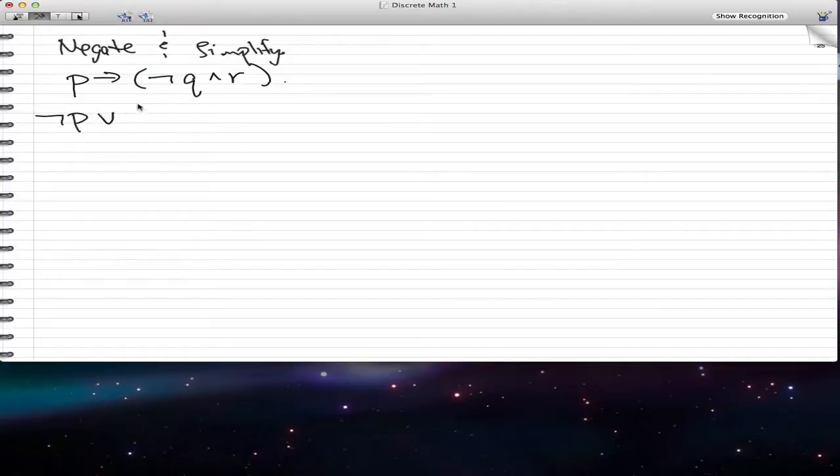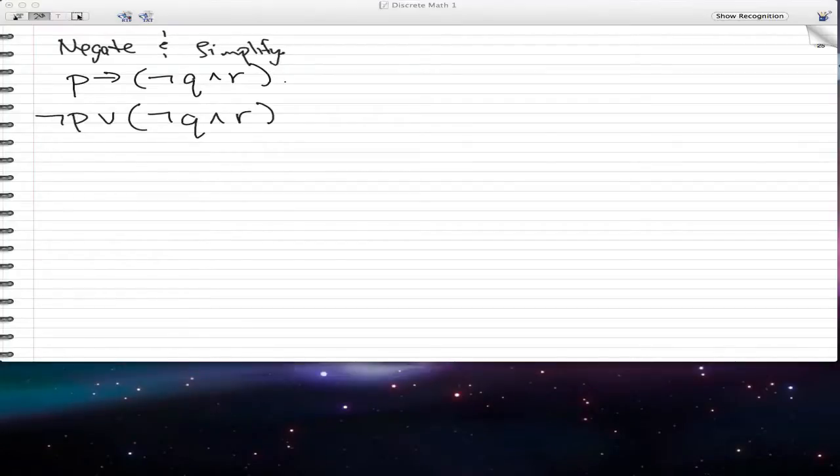So negated P or negated Q and R. Give me a second, something is wrong. Right, so what we did here is we got rid of this implication. So we got negated P or negated Q and R. What we're going to do next is negate, because it told us to negate. So what we get from that is the following. We negate the whole statement.